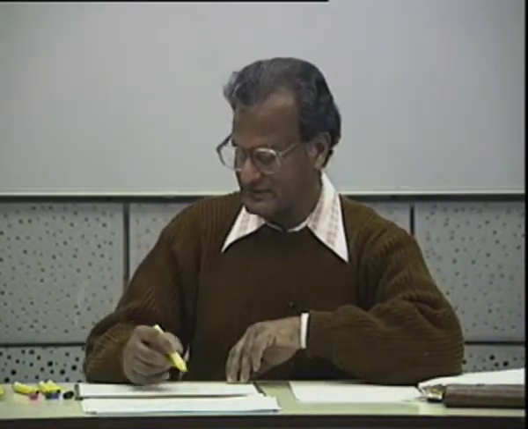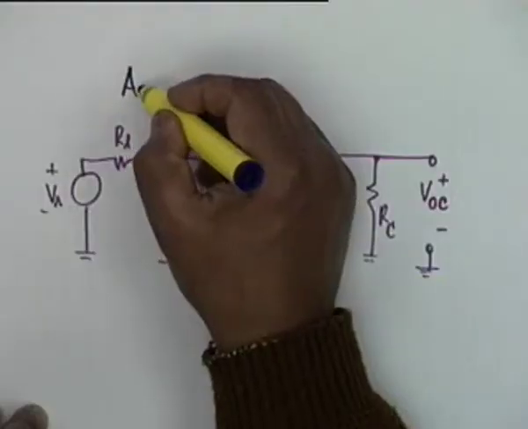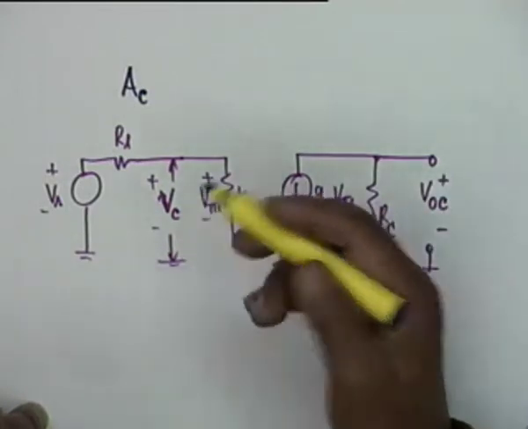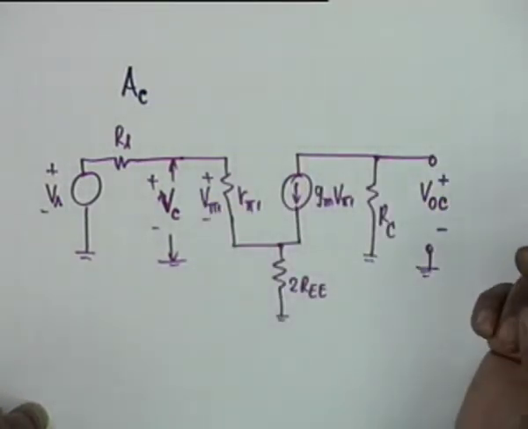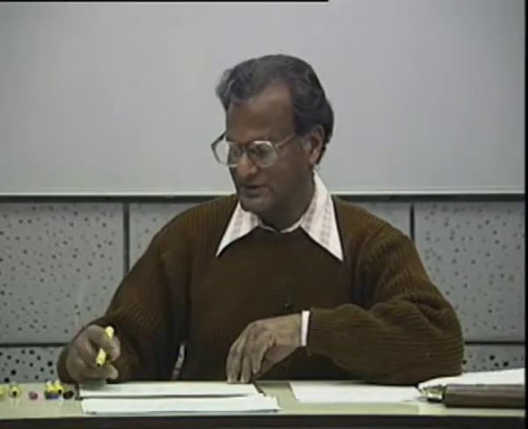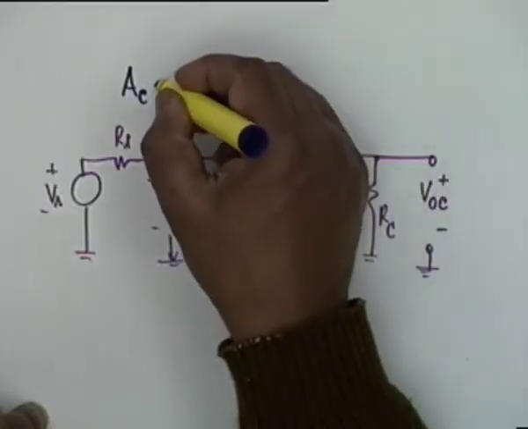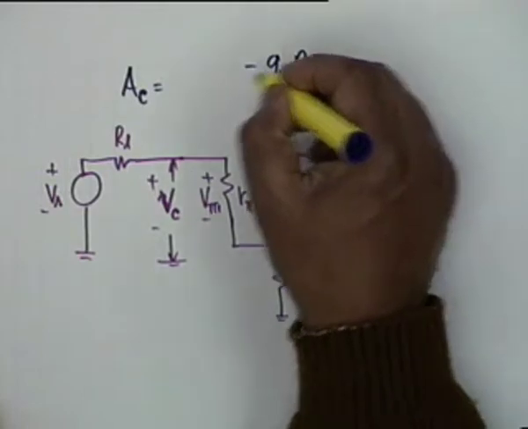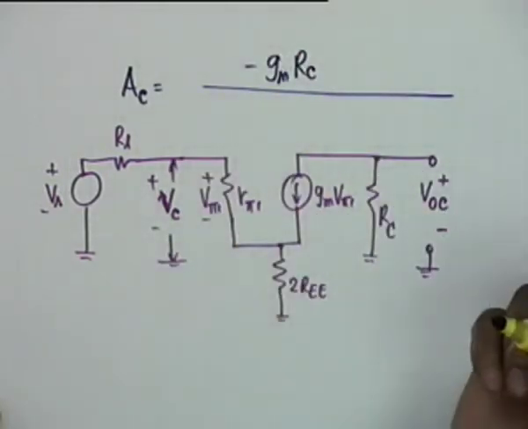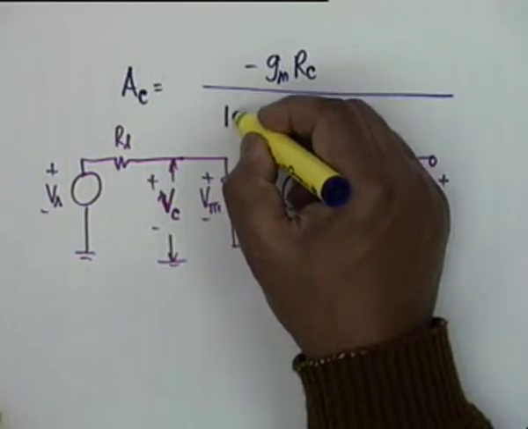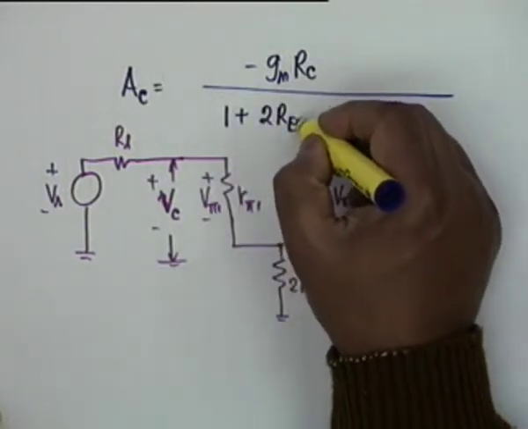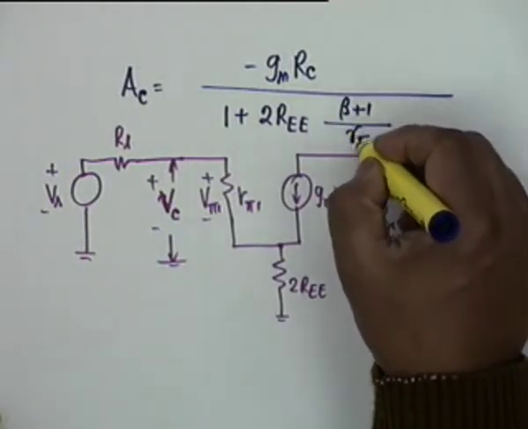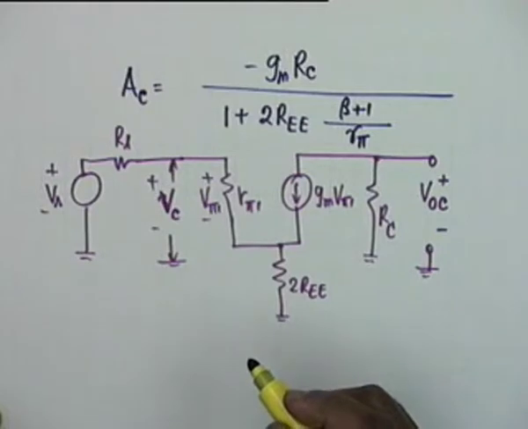A sub C, the common mode gain, which is the ratio of VOC to VC. Same way we had taken earlier also, VOD by 2 divided by VD by 2. The output voltage divided by the input voltage is given by minus gm RC. We did this earlier, and if you desire you can carry this out again. It would be 1 plus twice REE times beta plus 1 divided by R pi. This is the gain.